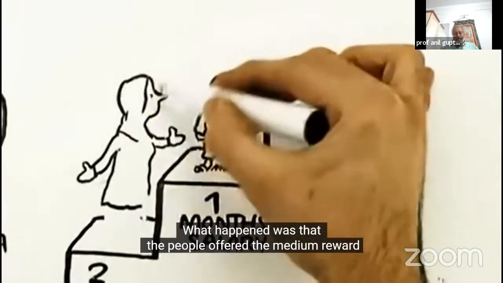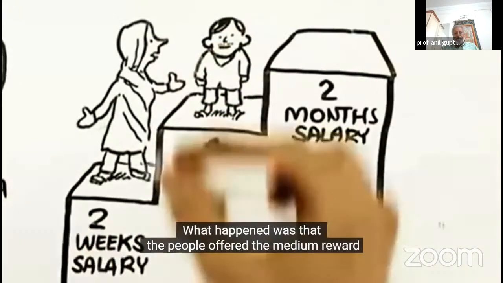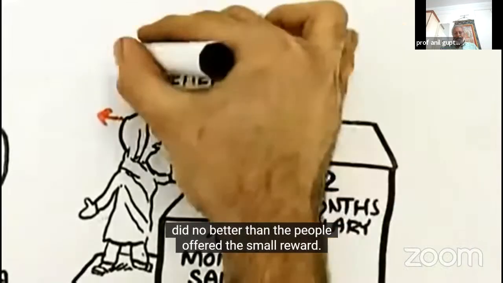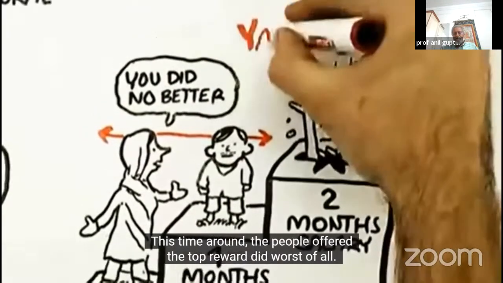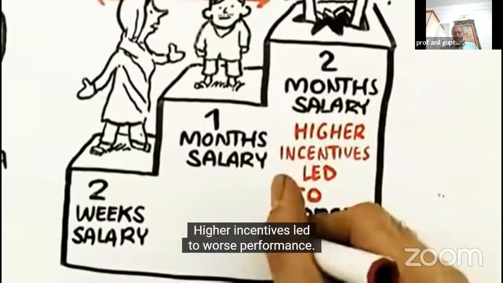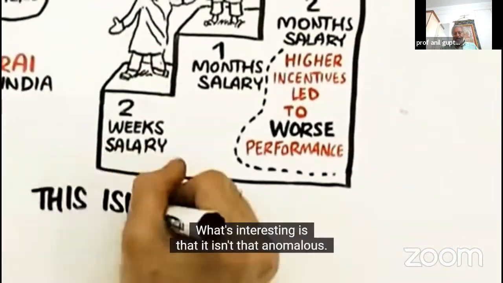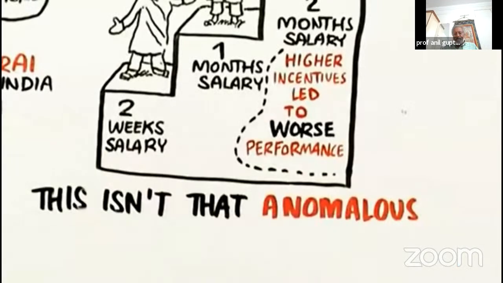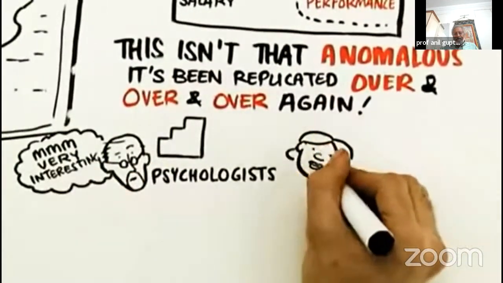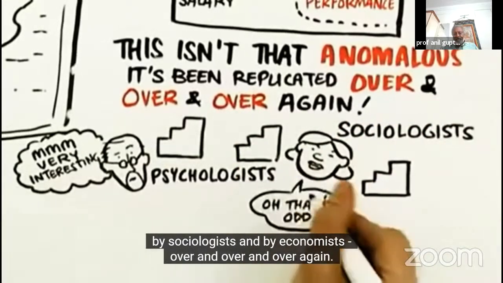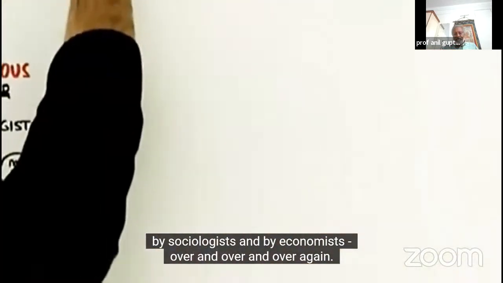Well, what happened, though, was that the people offered the medium reward did no better than the people offered the small reward. But this time around, the people offered the top reward did worst of all. Higher incentives led to worse performance. What's interesting about this is that it actually isn't all that anomalous. This has been replicated over and over and over again by psychologists, by some extent by sociologists, and by economists.